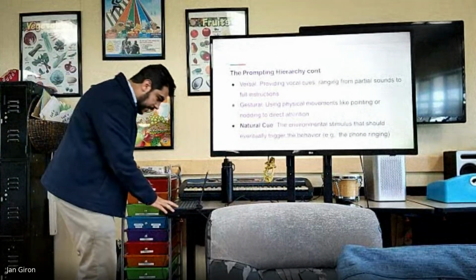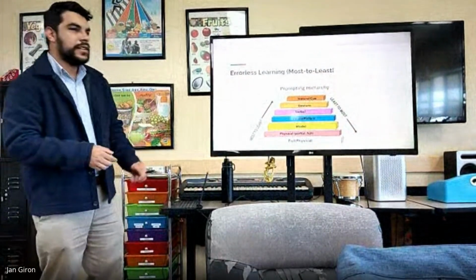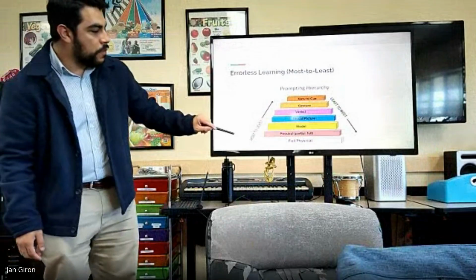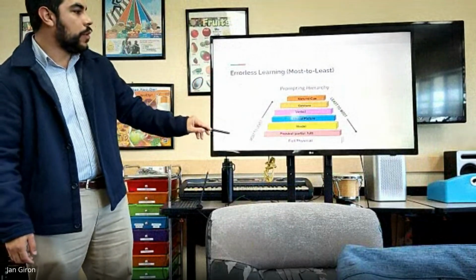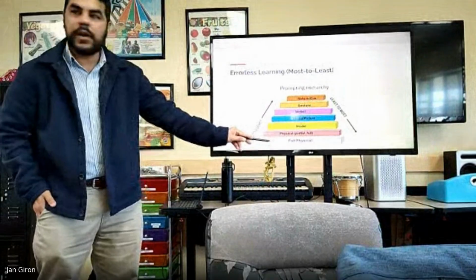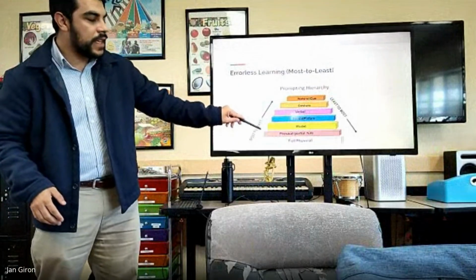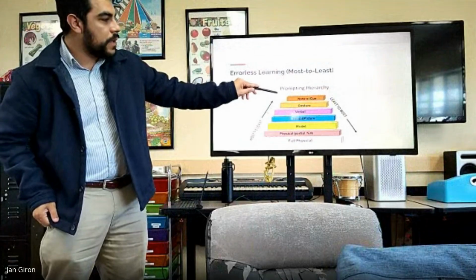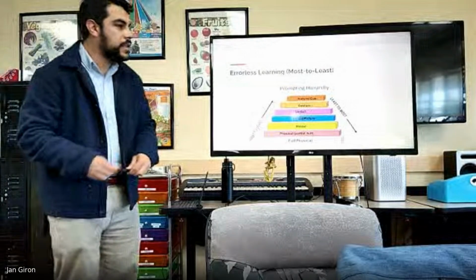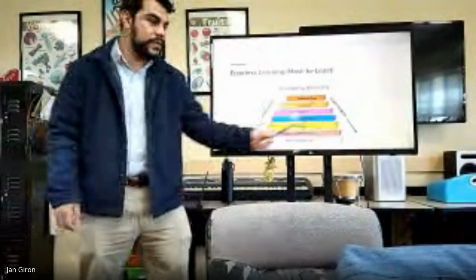Okay, so what does this look like? This is a very useful visual. Sorry, ladies can't see it here. But as we move up the hierarchy, we're coming closer to the least intrusive prompts. So we start off at the bottom with the most intrusive, that being full physical, and then something a little less intrusive. And as we go up, we get to the top, which is naturally occurring cue. Environment.